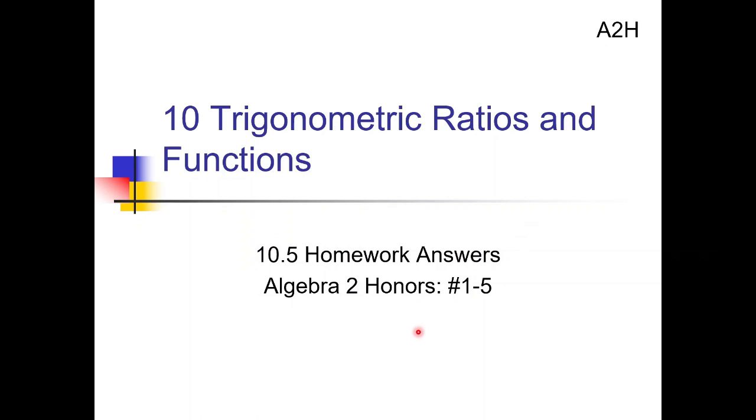In this one, we're focusing on graphing the other trigonometric functions, specifically tangent, cotangent, secant, and cosecant. We'll see all four of them over the course of this assignment.